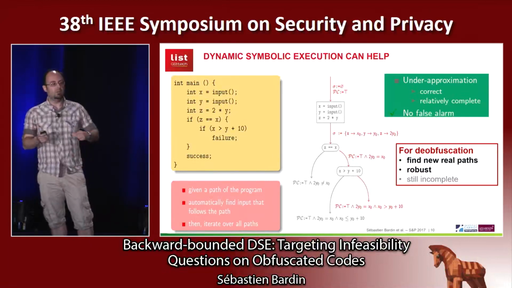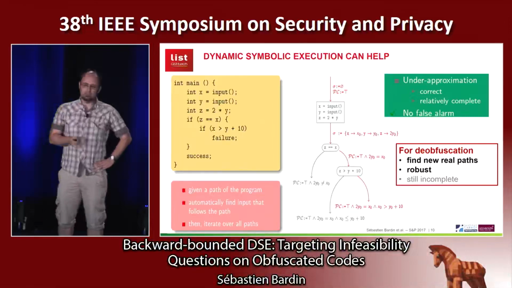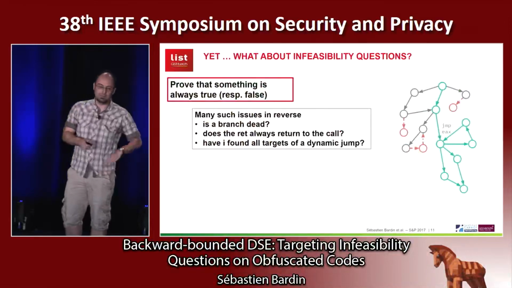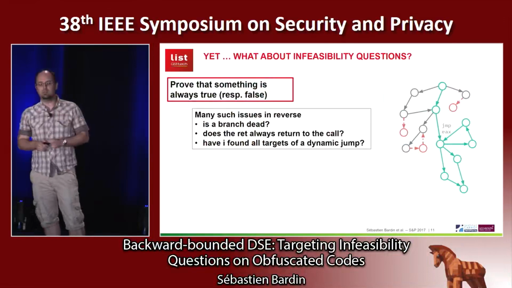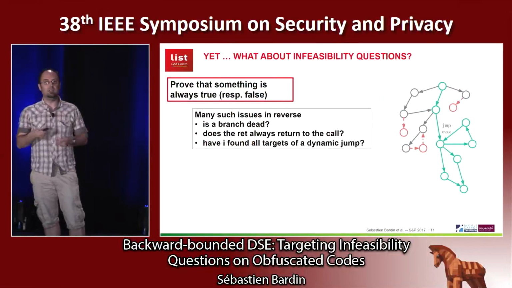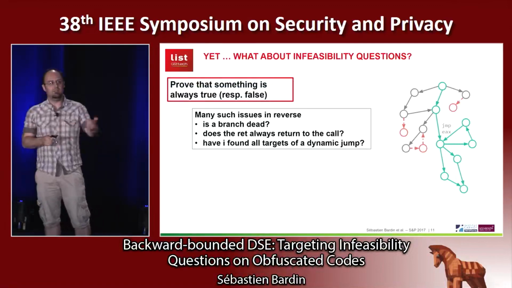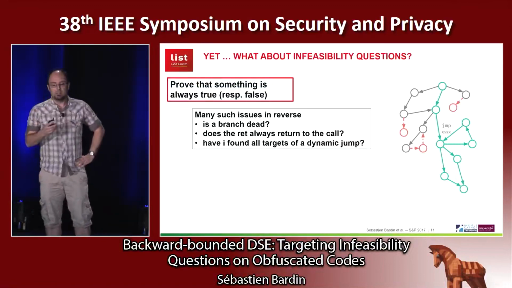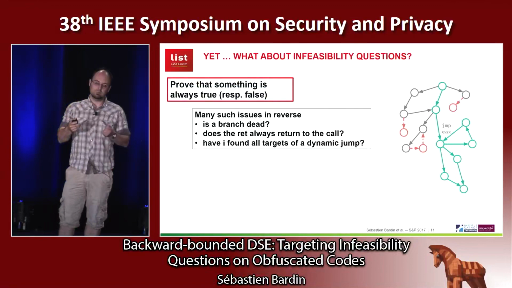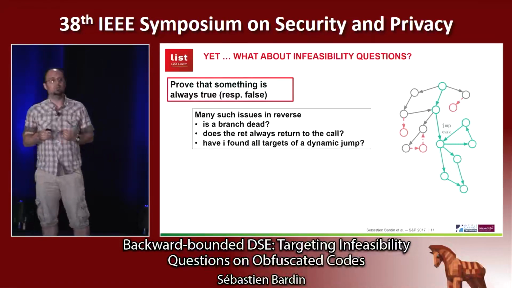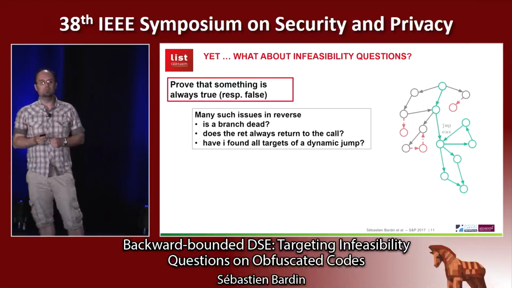Okay, so is it the end? There have been very nice case studies. So is it the end of the story? Not exactly, because basically dynamic symbolic execution can only prove that something is feasible. I can take this jump target, I can take this branch, and so on. But in reverse engineering, in many situations, you want to answer more of an infeasibility question.